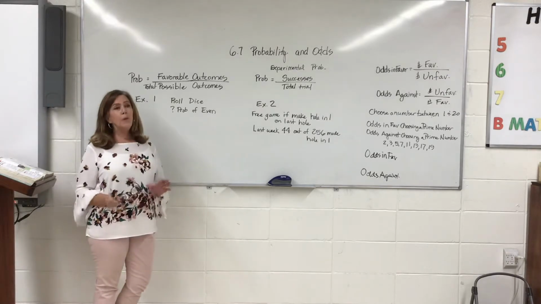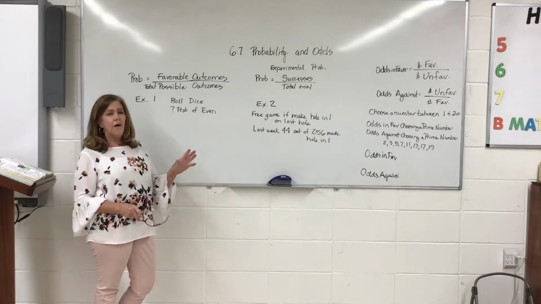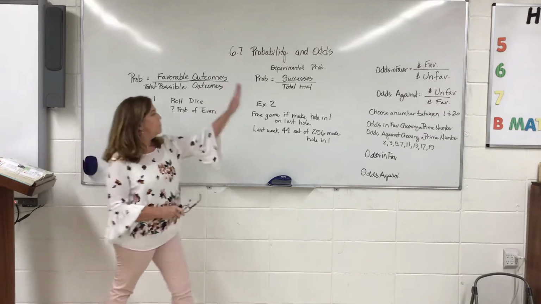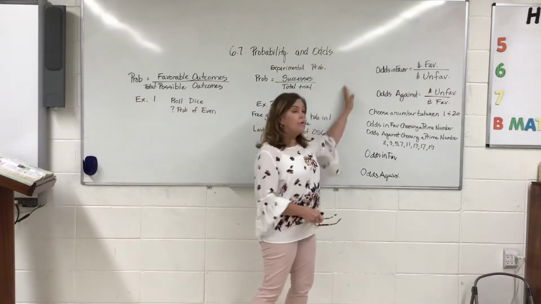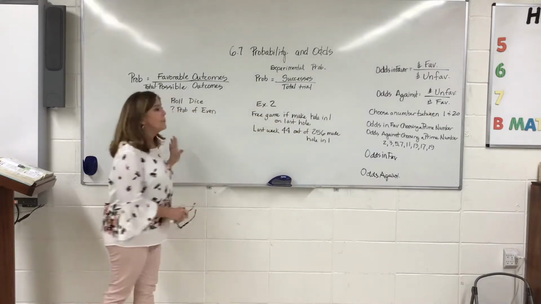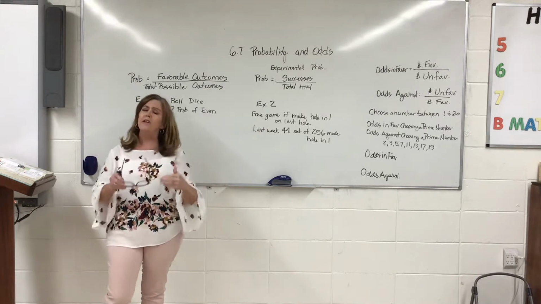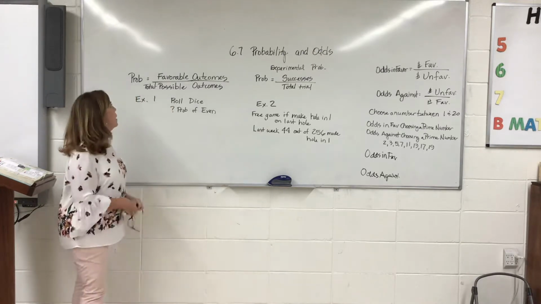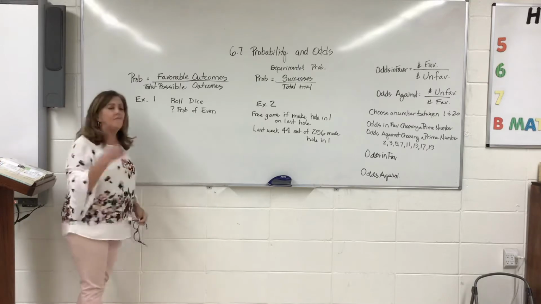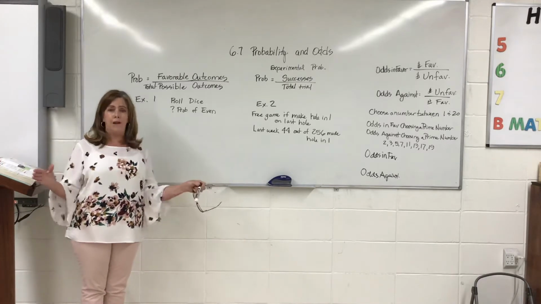We're going to 6.7, probability, and then we're going to look at odds. Odds is a little different. You kind of want to draw a line right here in your head and not connect the two. Probability means the chance that something might happen. It's not a definite thing, but it might happen. Probability is found by favorable outcomes divided by the total number of outcomes.